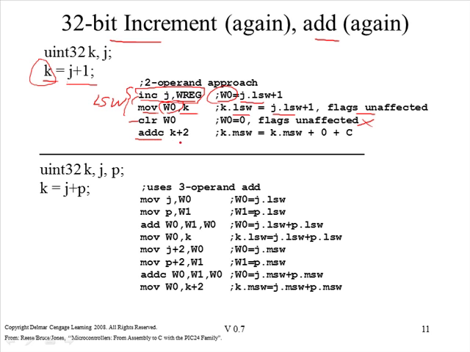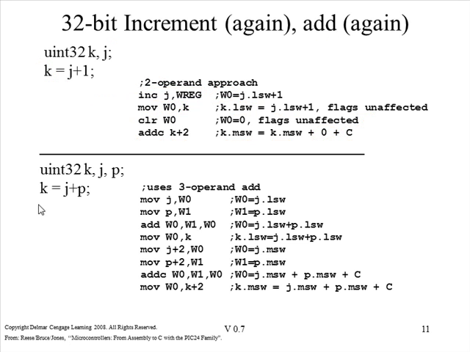We're then going to do an add with carry to k plus 2. That's the most significant word of k. So we're taking the most significant word of k, we're adding 0 to it, we're adding wreg to it, which we just cleared to 0, and we're adding whatever the carry flag is as set by this increment instruction. Now let's take a look at this example here, which takes two 32-bit values j and p, adds them, and places the result in k.